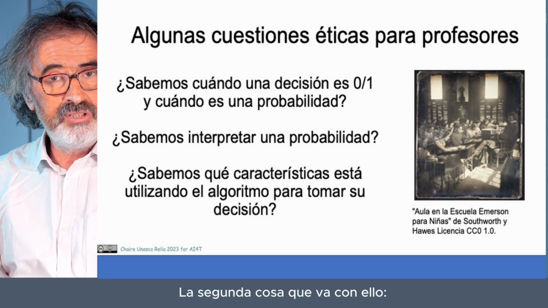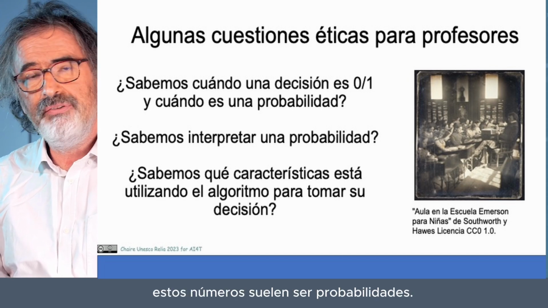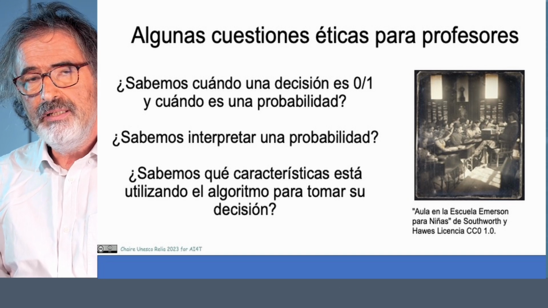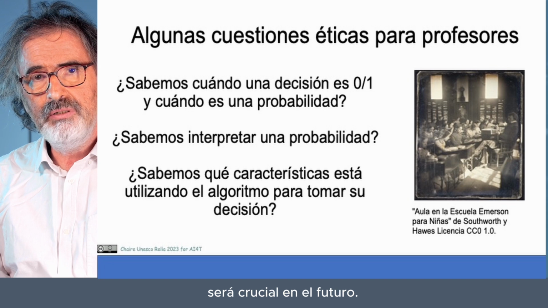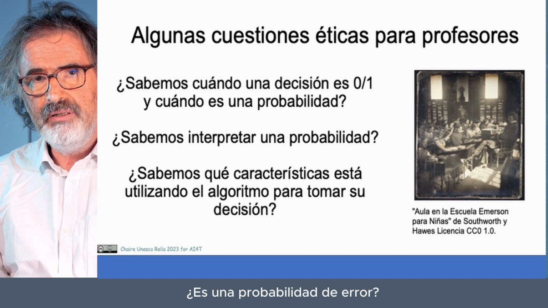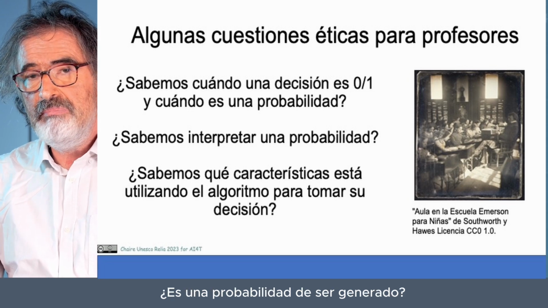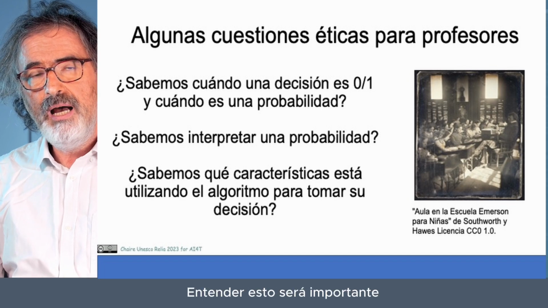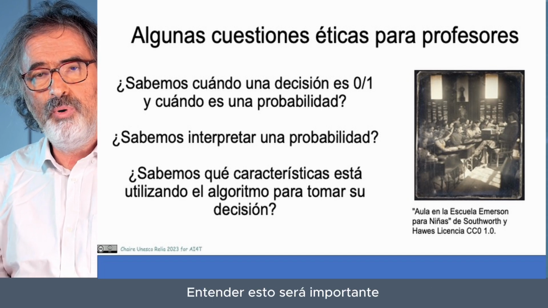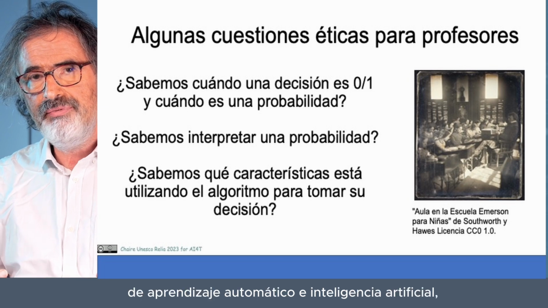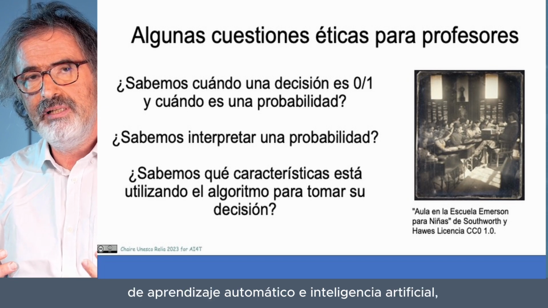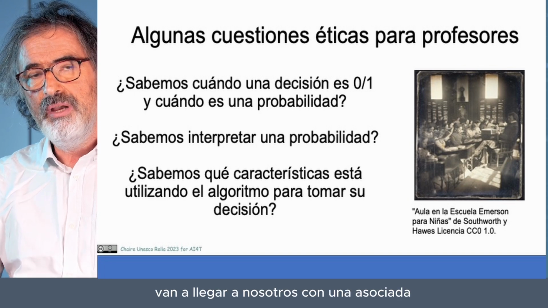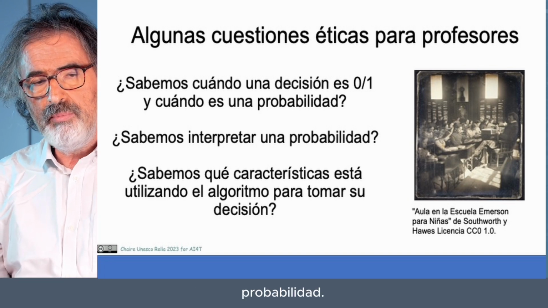The second thing which goes with it is that these numbers are often probabilities, and being able to interpret the probability is going to be crucial in the future. Is it a probability of error? Is it a probability of being generated? Is it a probability of being part of a group? Understanding this is going to be important because a lot of the machine learning and artificial intelligence recommendations are going to arrive to us with an associated probability.